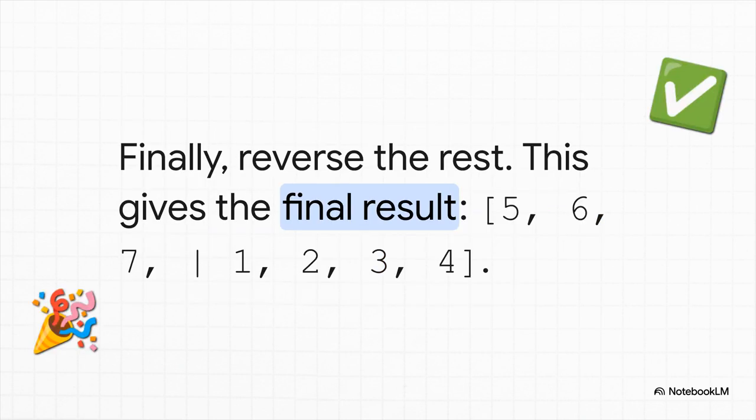You guessed it, we just have to fix the rest of the array. So we take that remaining part, 4, 3, 2, 1, and we reverse it. It flips to become 1, 2, 3, 4. And that's it. We're done. Our final, perfectly rotated array. How cool is that? It's such a clever, non-obvious solution.